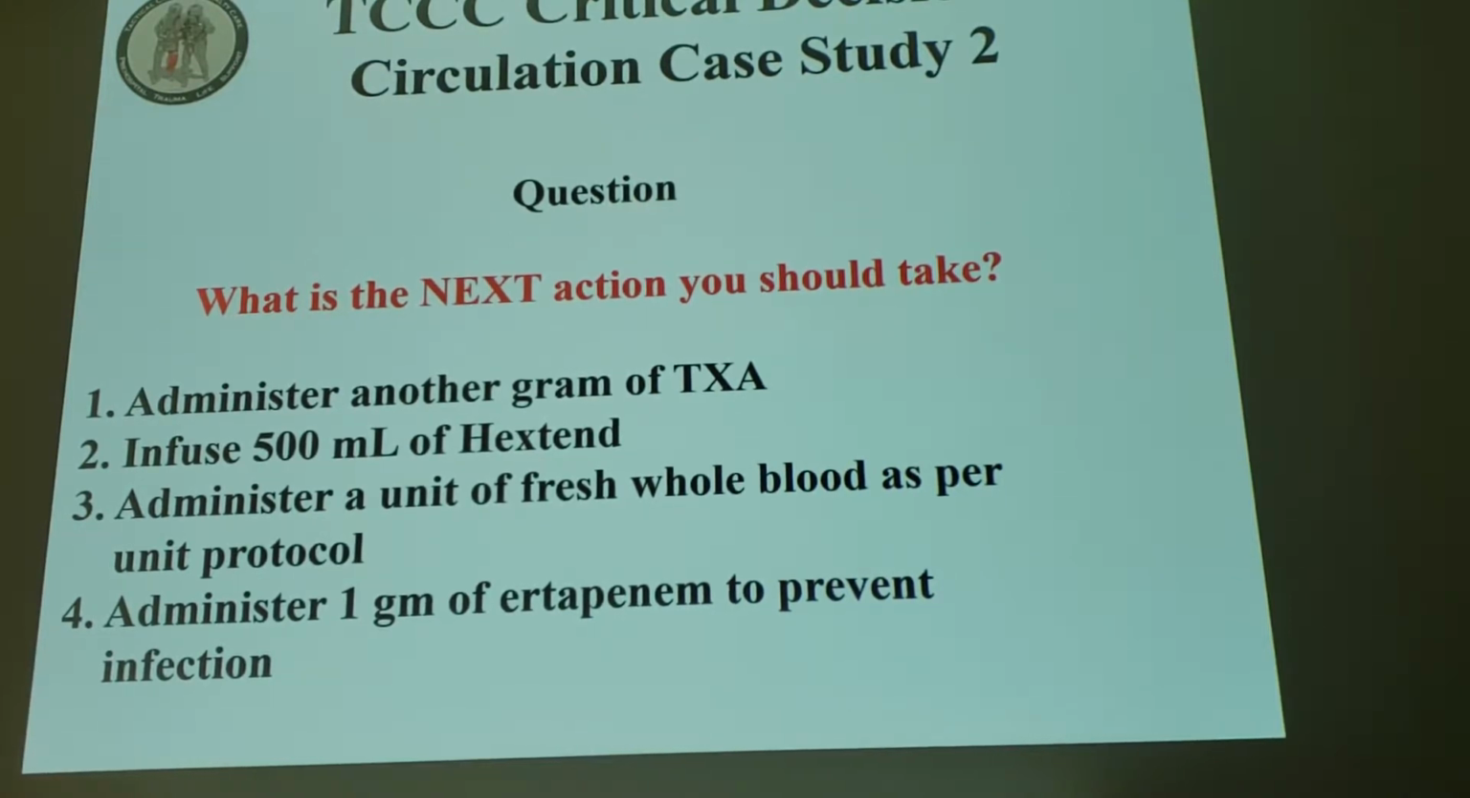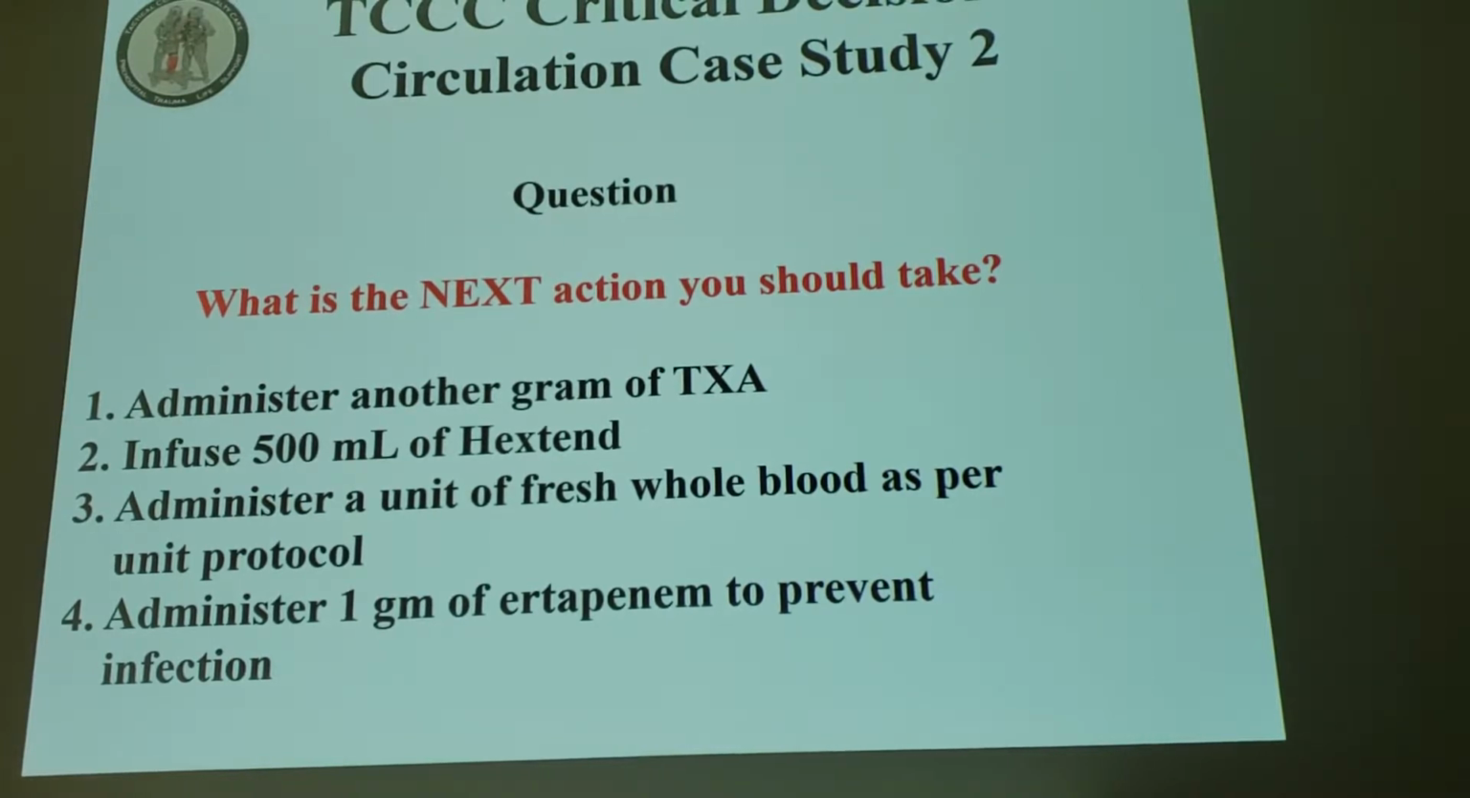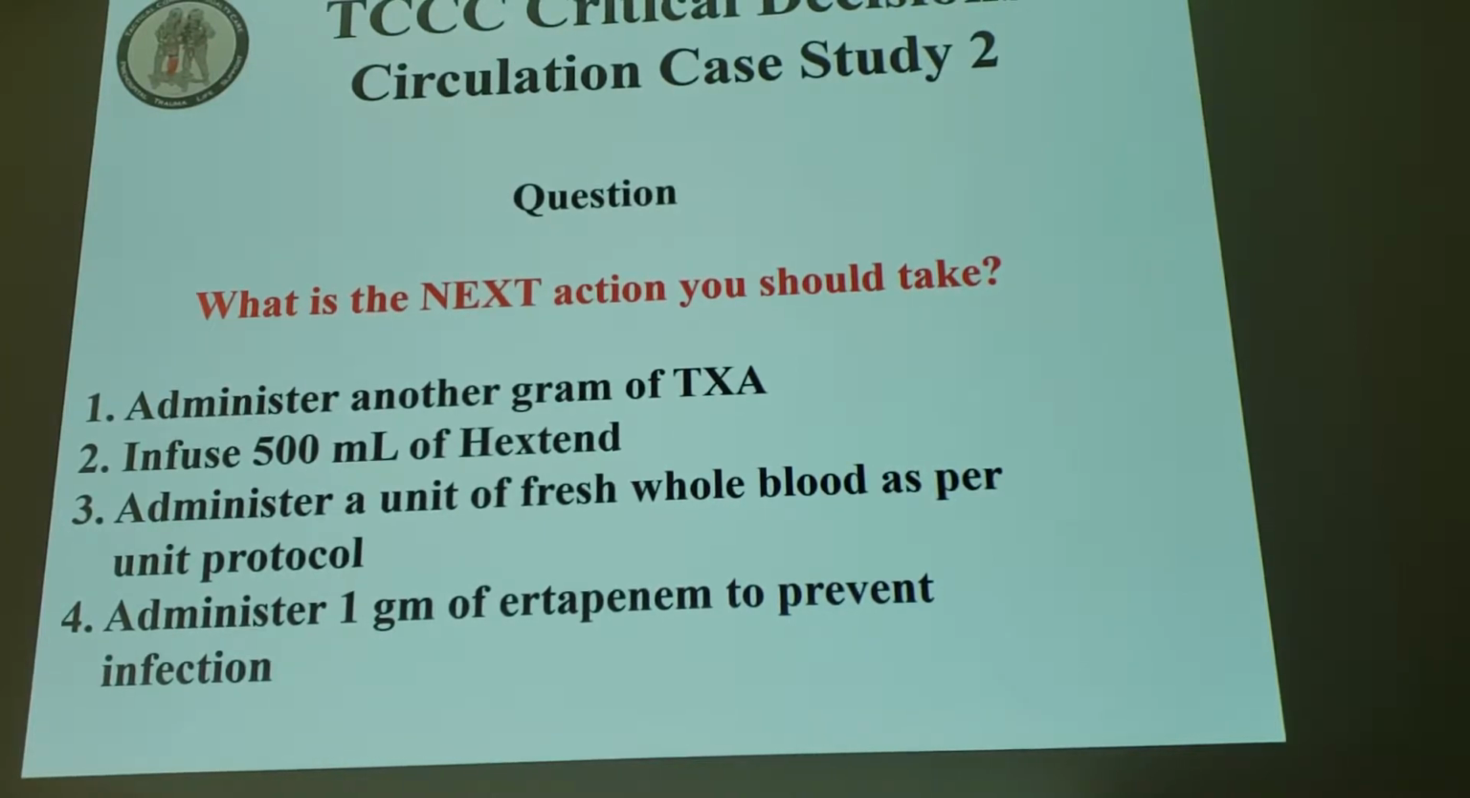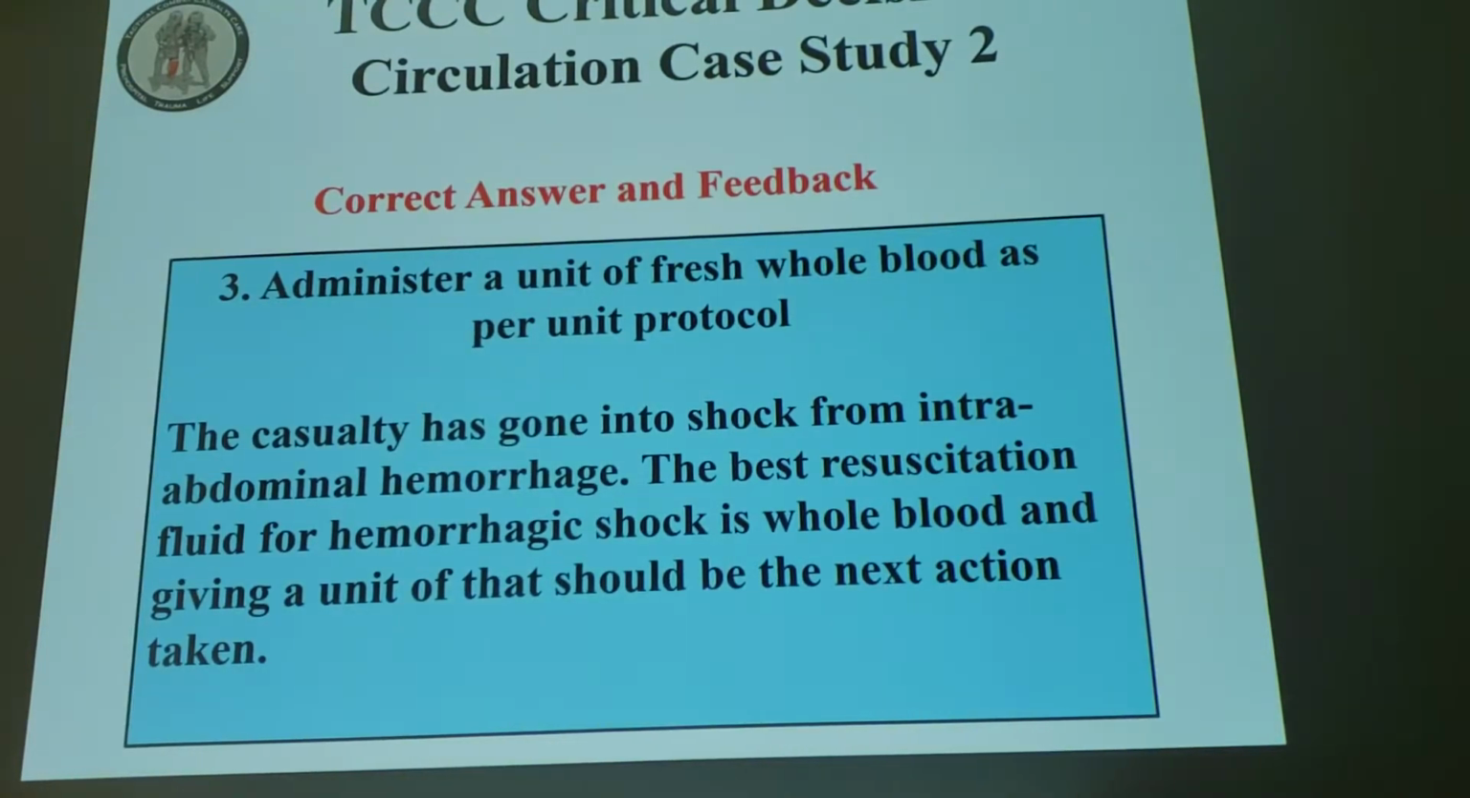Dang, I want to roll with these guys. Administer 1 gram of ertapenem to prevent infection. We got one for three. Okay. If you got whole blood sitting around, why not use it, right? Administer a unit of fresh whole blood. You guys are awesome. We didn't even talk about that.